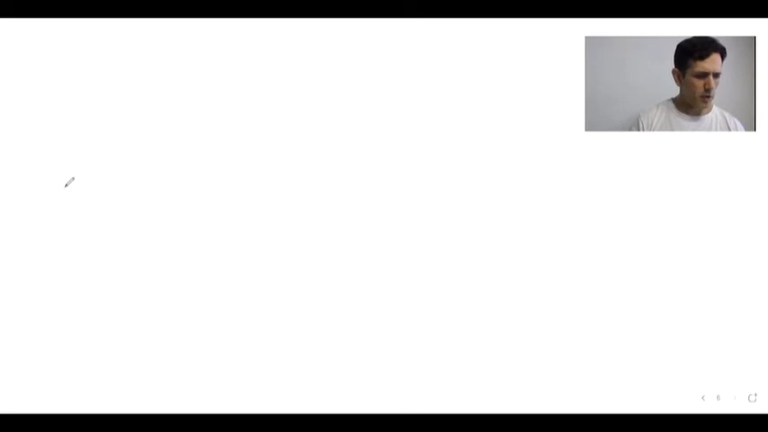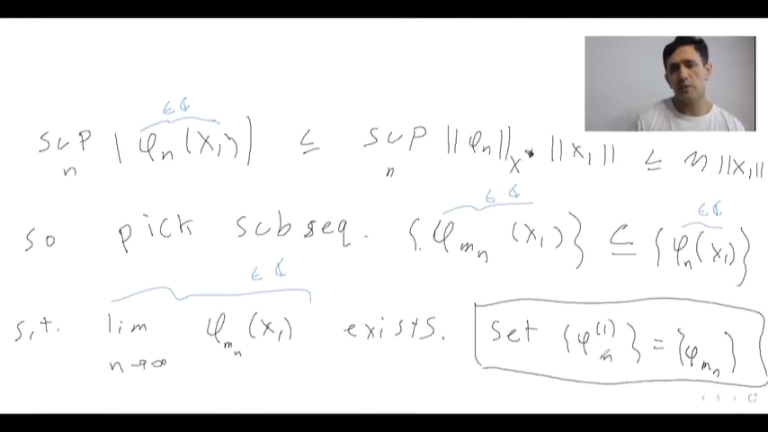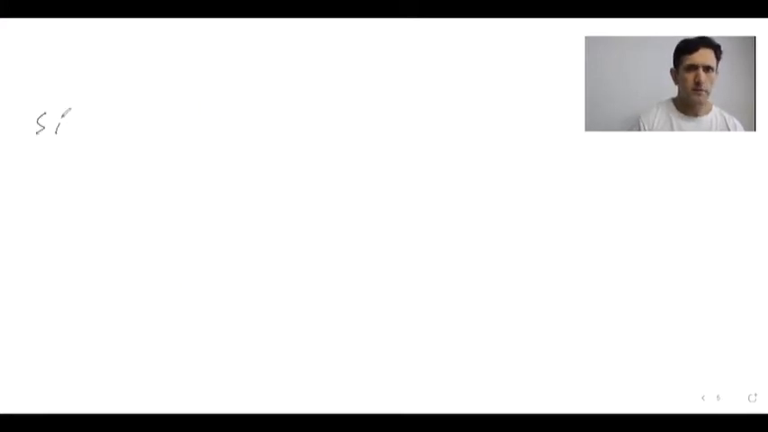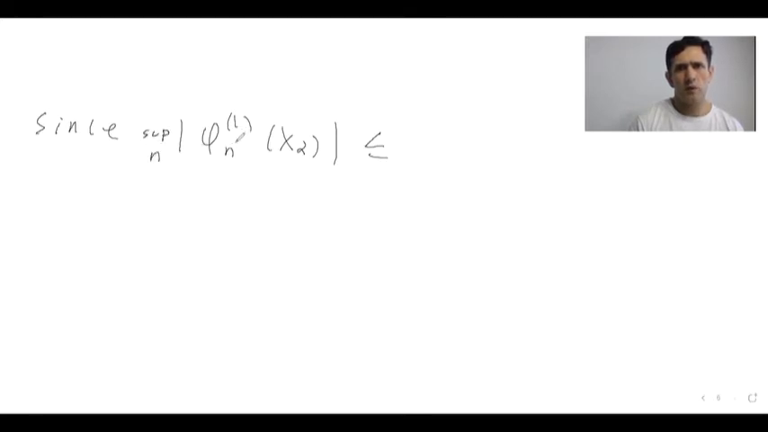Okay, so notice that I can take this subsequence of bounded linear functionals, plug in x_2. So the same thing is less than or equal to the sup of the norm of phi_1(n). Well, that's a subsequence of my original sequence. That's norm bounded, so that's less than or equal to M times the norm of x_2. So this is simply less than or equal to M times the norm of x_2.